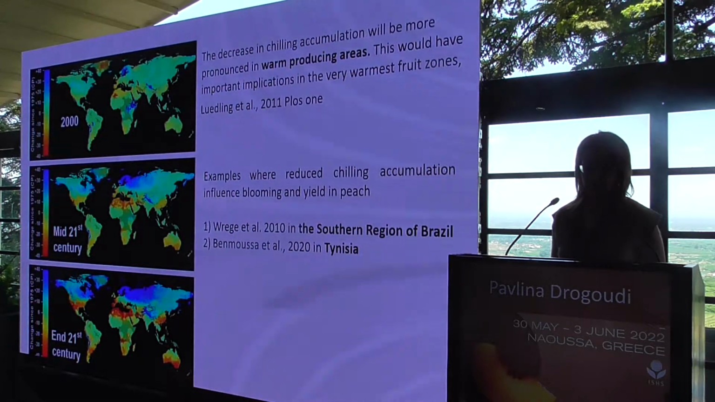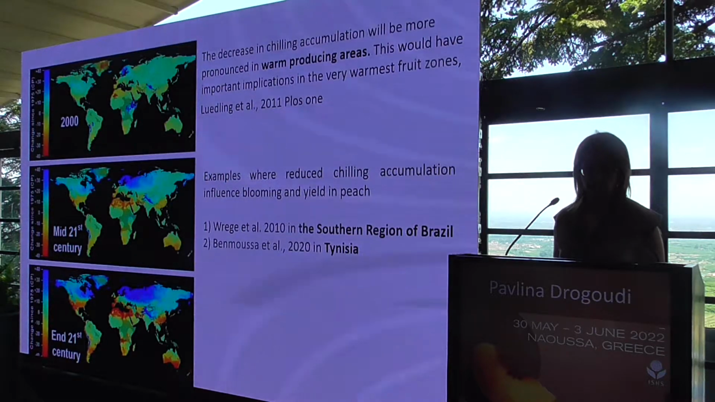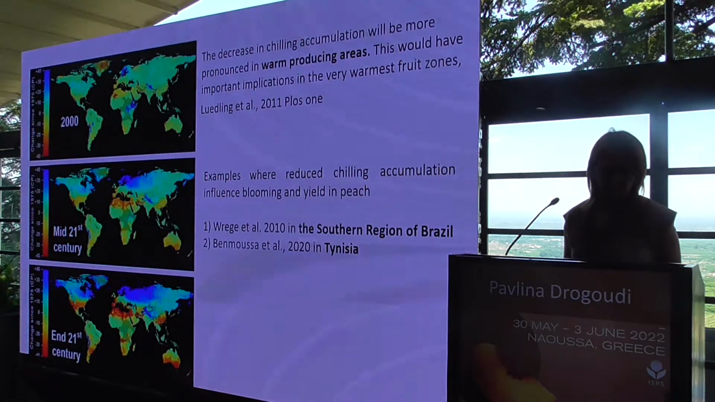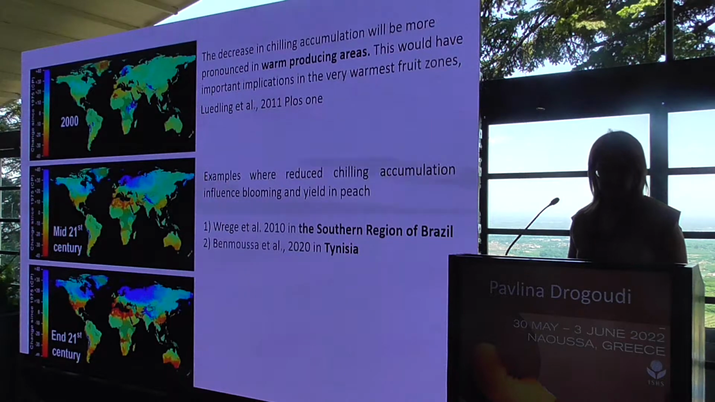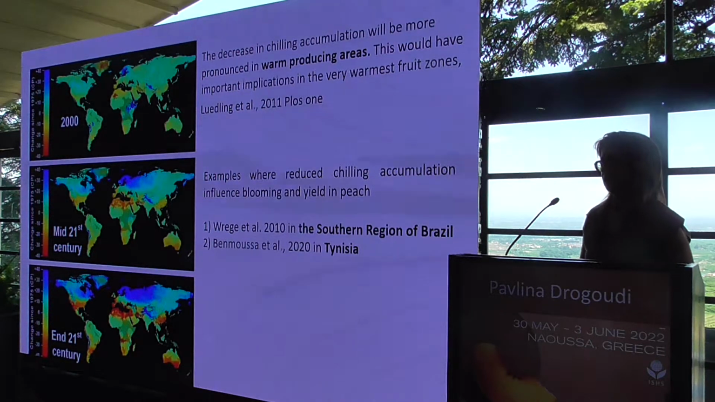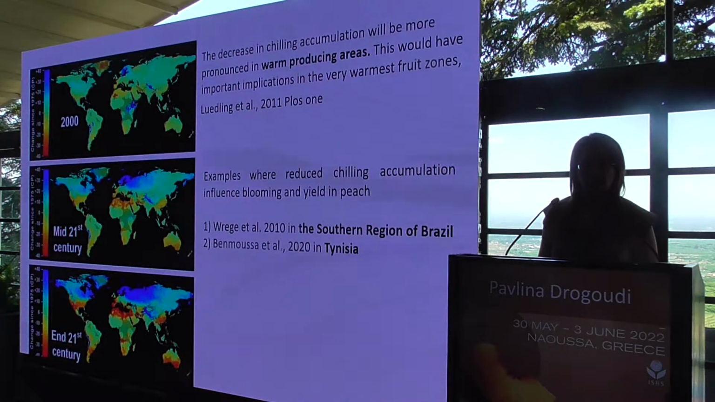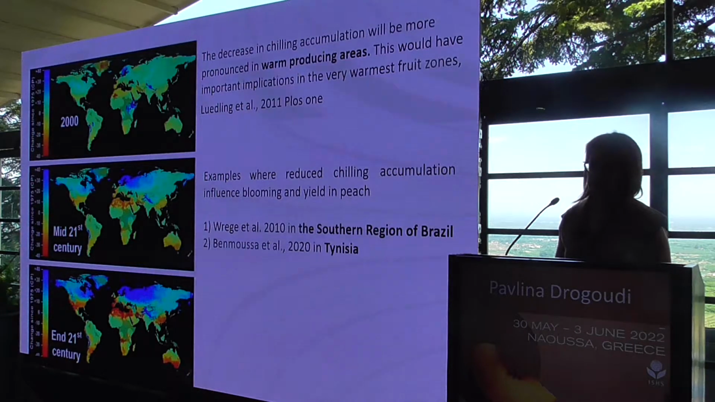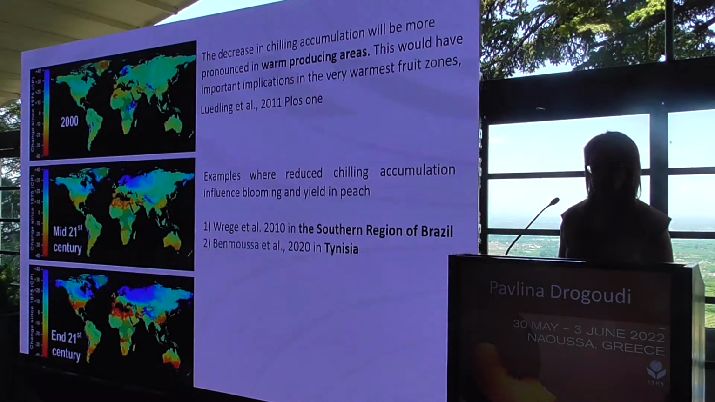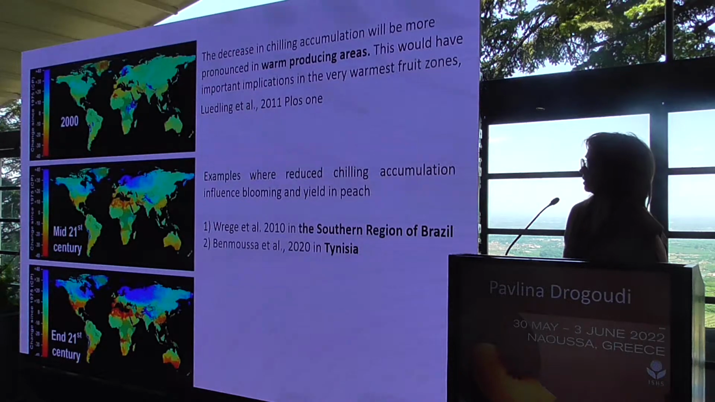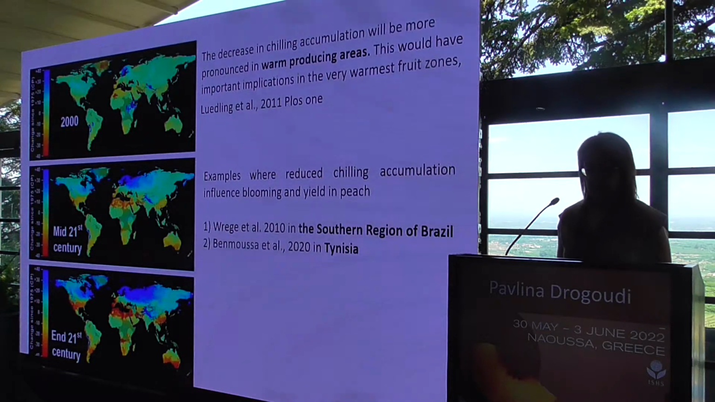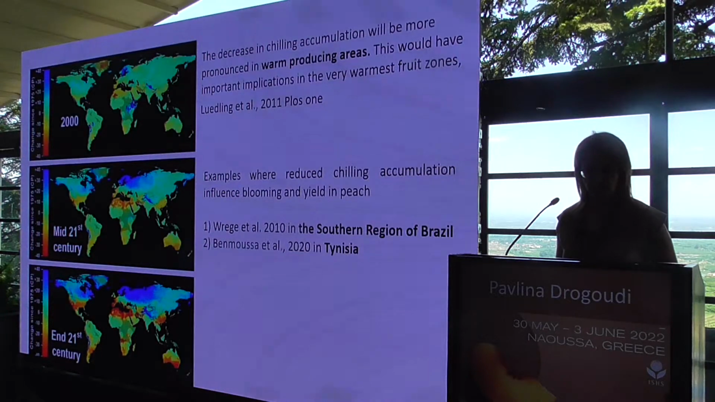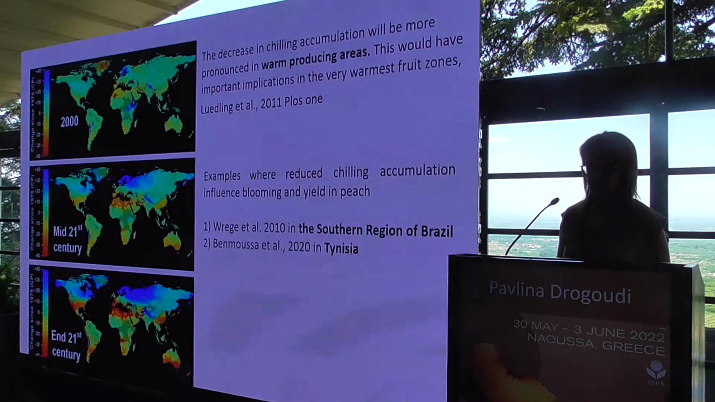How climate has affected chilling accumulation. On the left bar, you may see the change in chilling portions. Chilling portions is a measure of chilling requirements. The more yellow and red, the higher the reduction in chilling. It was measured in 2000 in the first picture, and for the mid-21st century as projected. It is a very nice study by Ludwig in 2011.